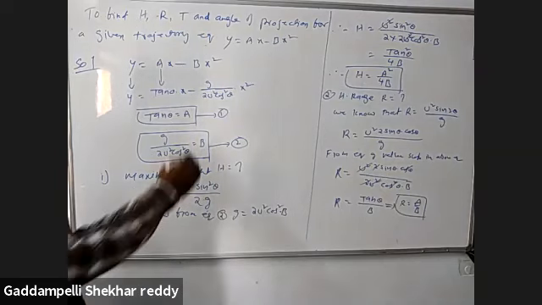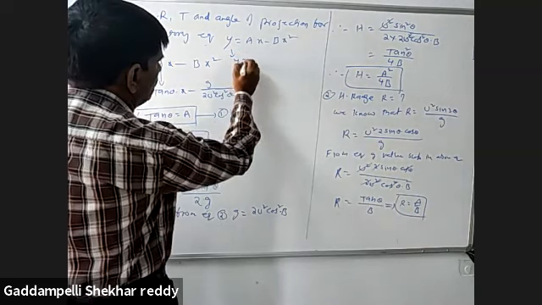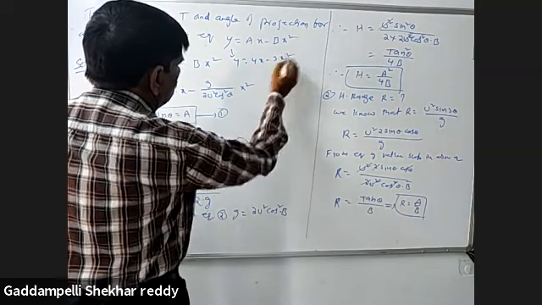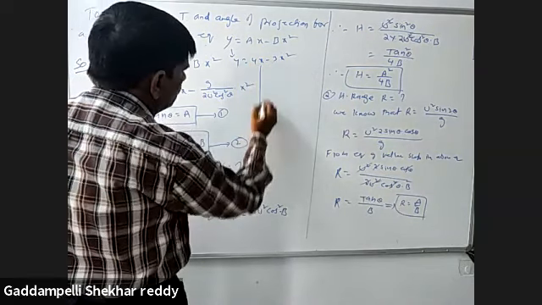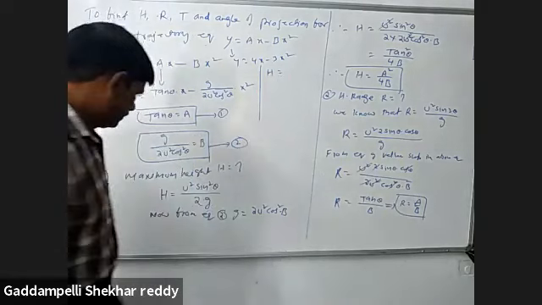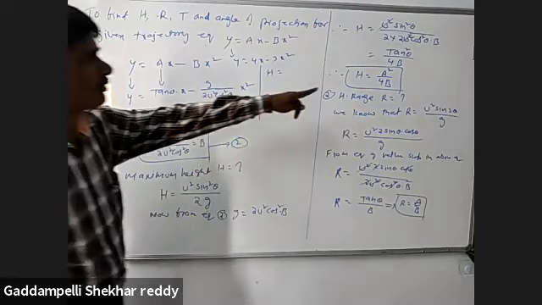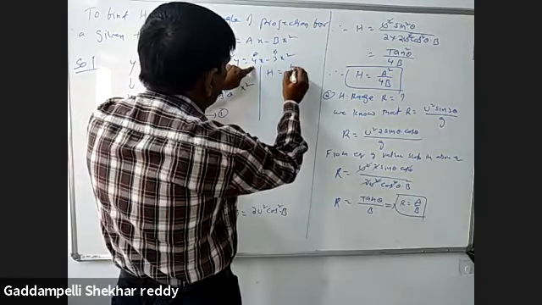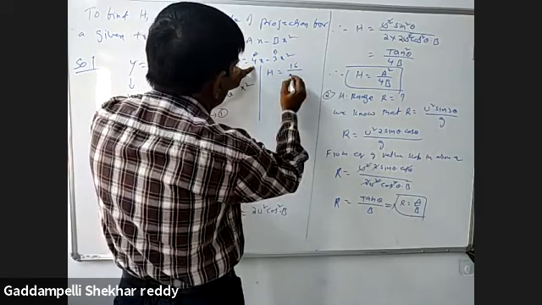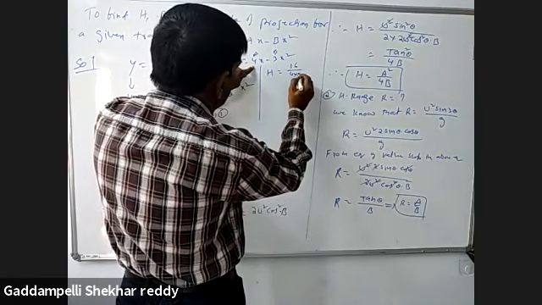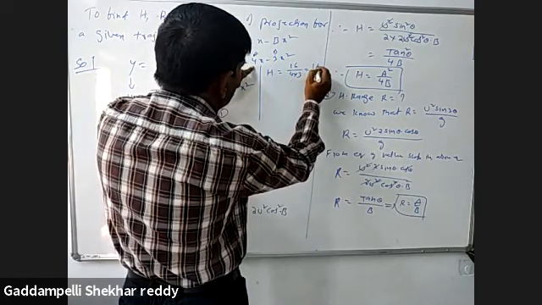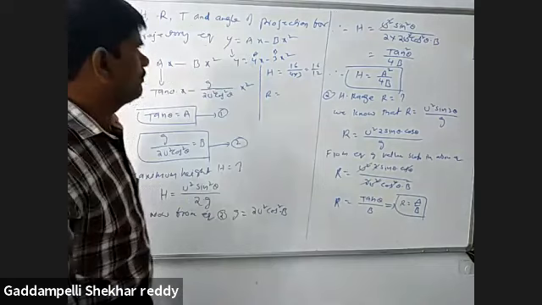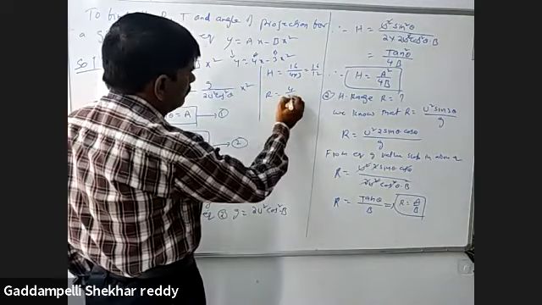For example, if it is given y is equal to 4x minus 3x square, in this condition H is equal to a square by 4b. Here a is 4 and b is 3. A square is 16, and 4 into 3 is 12, so that means 16 by 12. R is equal to a by b, that is 4 by 3. This is the range.